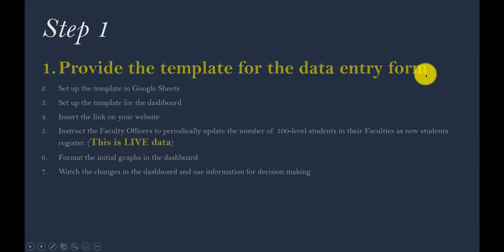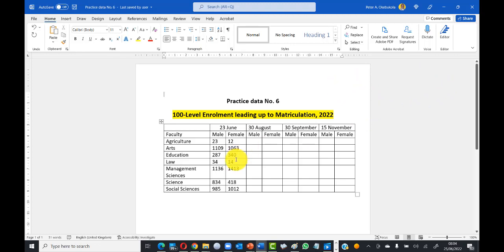So how do we do this? You can provide any template that suits your fancy. We are looking at 100 level enrollment leading up to matriculation. Matriculation is on the 16th or 17th of November. So you want to enter your data as at the 15th of November, and you want to see distribution by male and female. As at 2 days ago, you want the faculties to be able to enter the data: Agriculture, Arts, Education, Law, Management Sciences, Science, Social Sciences, depending on the faculties that you have in your university. So Agriculture had entered 23 and 12, and you can see the rest on the screen.